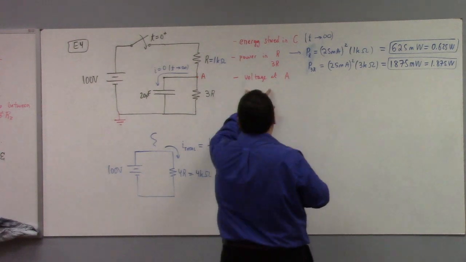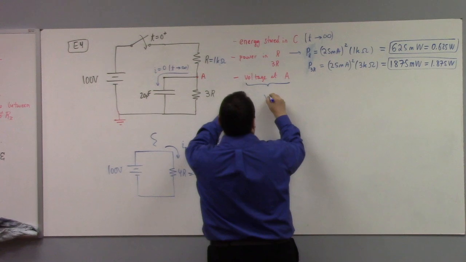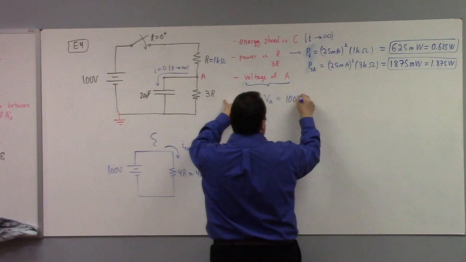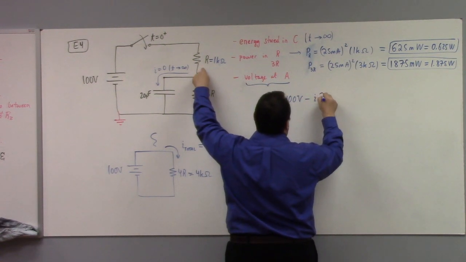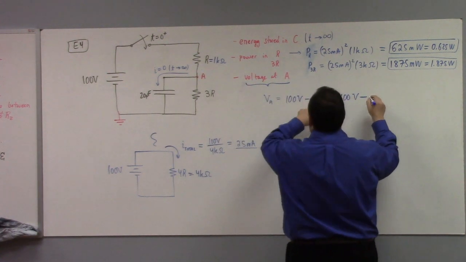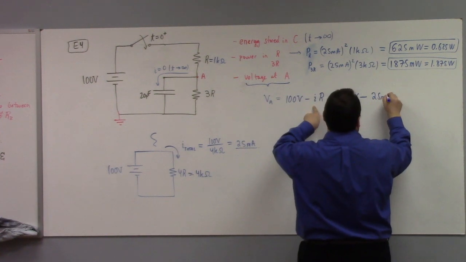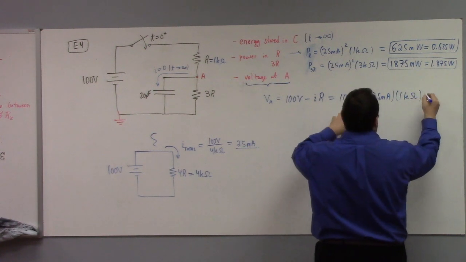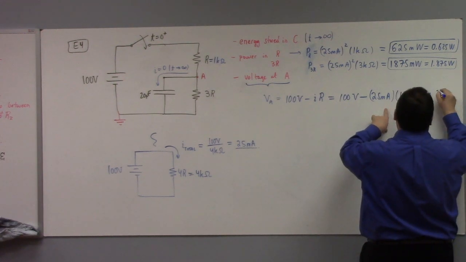So I guess it actually pays off to find the voltage at A at this point. What would that be? 75 volts, so you do 100 volts minus the voltage drop here, which would be I times R. So we've got 100 volts minus, what was the current? 25 milliamps times 1 kilo ohm, which is 25 volts, so 100 minus 25 is 75 volts.